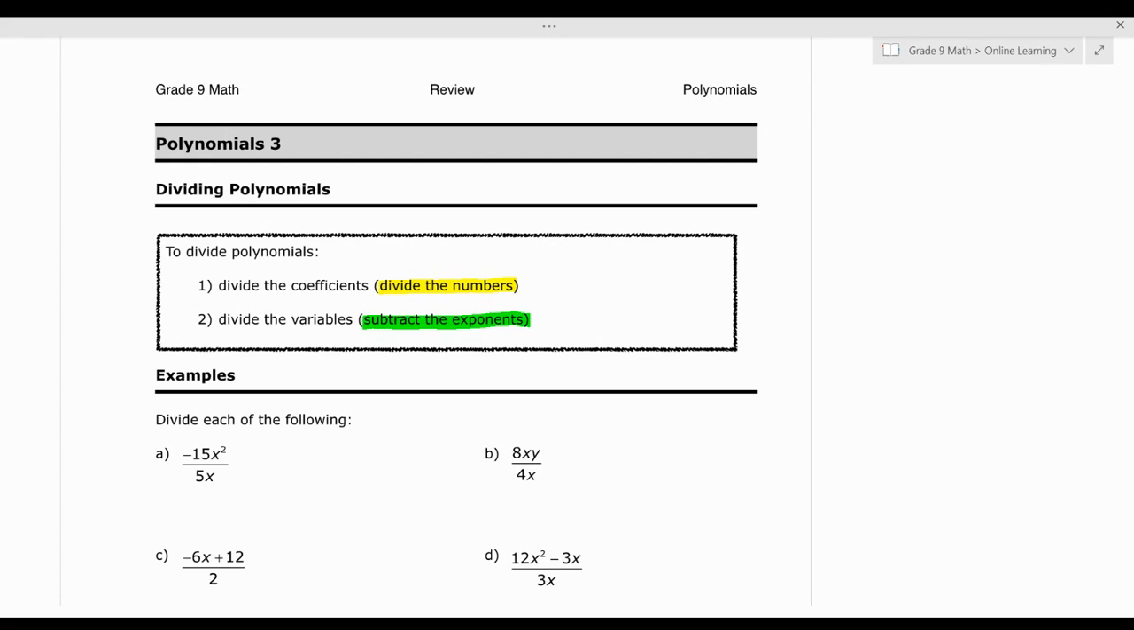And then the second part, we're going to divide the variables. But again, we're talking about variables that are the same base. And if we have the same base and you're dividing, if you remember, you're going to subtract the exponents. So if you recall, you have the quotient law that tells you, for example, if you had x to the power 5 divided by x to the power 3, well, the law says if the bases are the same, you are allowed to take the two exponents and subtract them. So this would clean up to be x to the power 2.